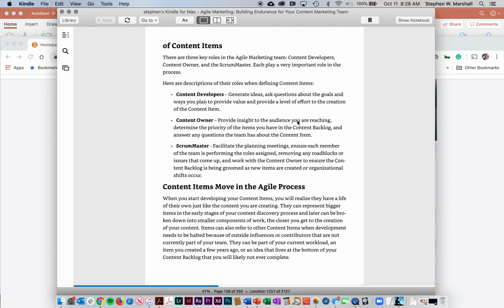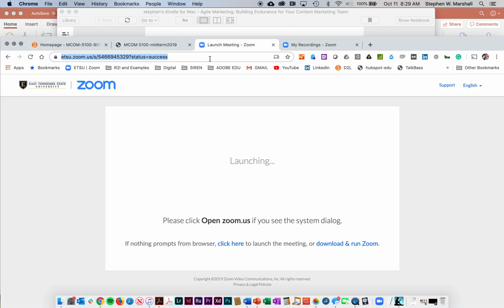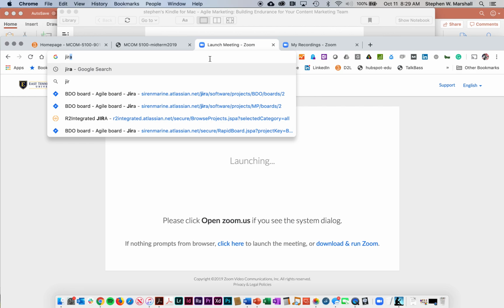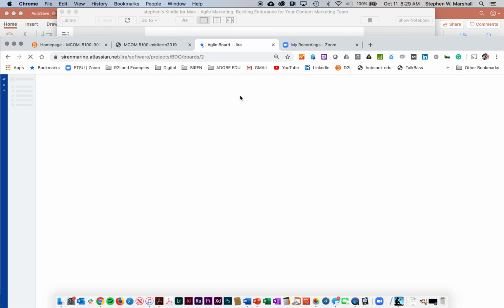Now, the Scrum Master, you may say, well, what in the world is a Scrum Master? In Agile, especially when you're using Jira or a source like that, a Scrum Master is basically the project manager, but a project manager really hyper-focused on understanding the roadblocks that keep something from happening, and really organizing the backlog of content. When we think about content, let's come over here and go to Jira, and we'll go to the Siren Marines board.